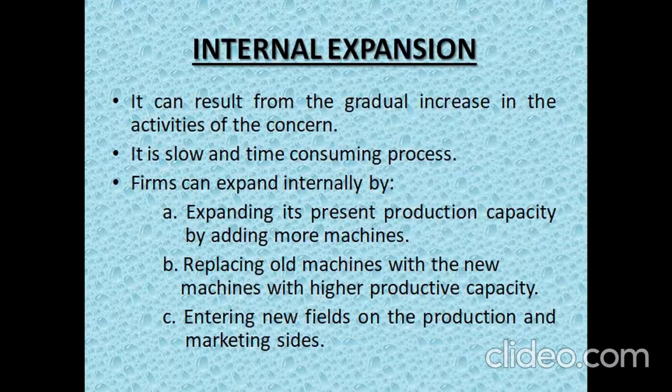Okay, I'll repeat the three things I have said. First is increasing the production capacity by adding more machines. Secondly, replacing the old machine with a new one which has higher productive capacity. And third one is entering a new field of production or new areas of marketing. So these three are the ways in which a firm expands internally.